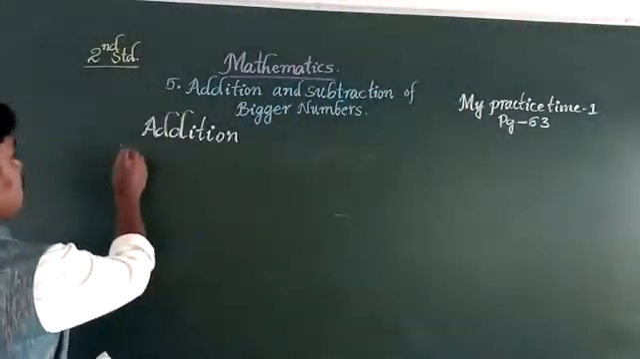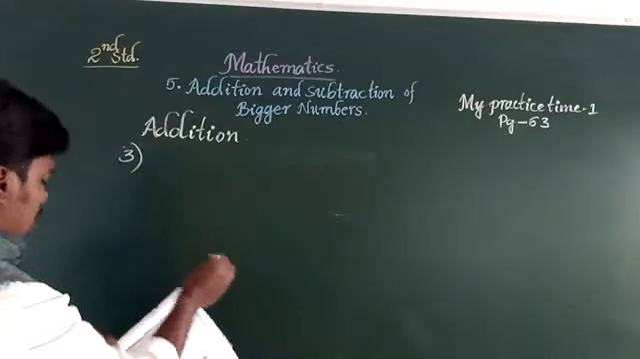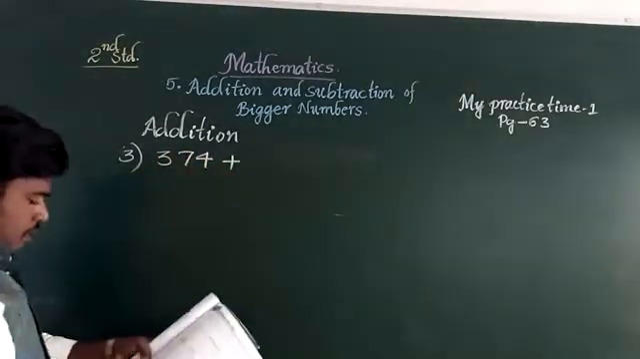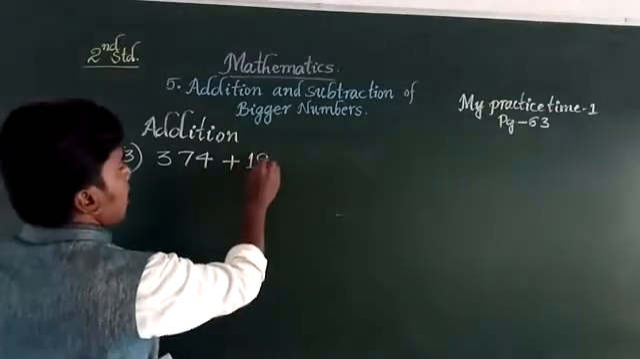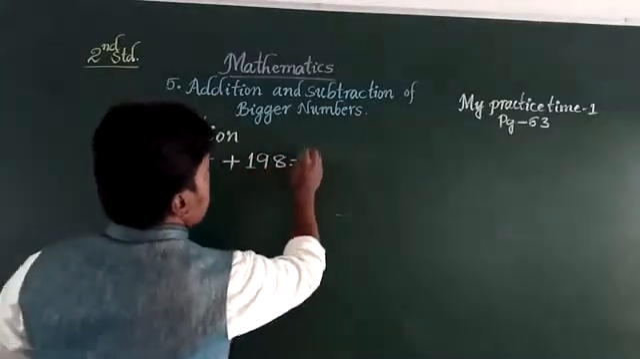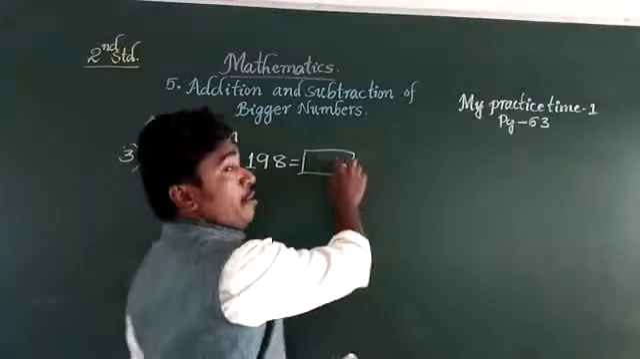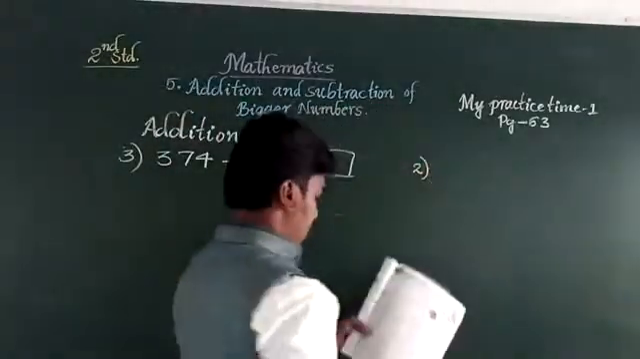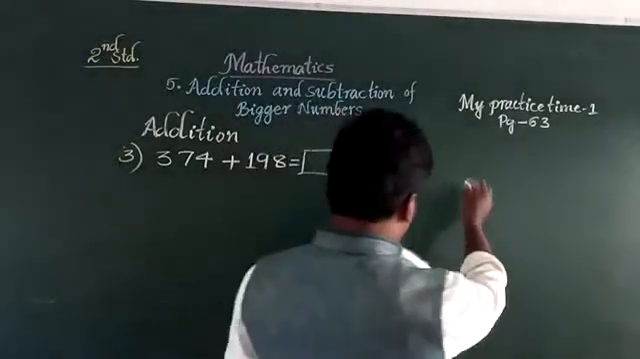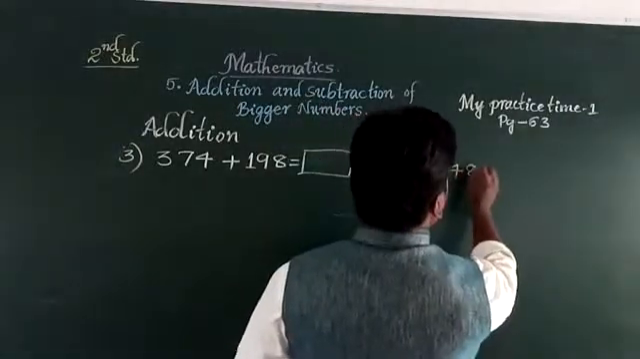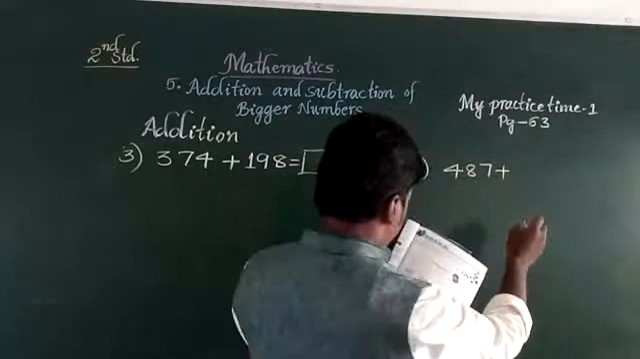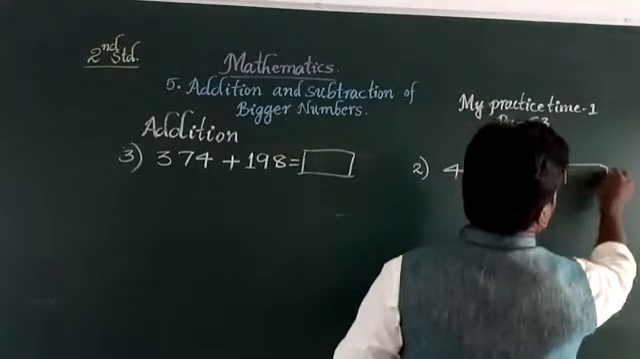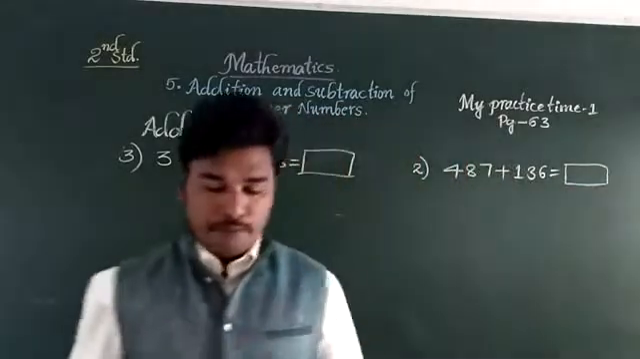Observe, dear children. It is the third one. 374 plus 198. Answer you need to find out and write it here. See the second one. 487 plus 136. So here also you need to write the answer.